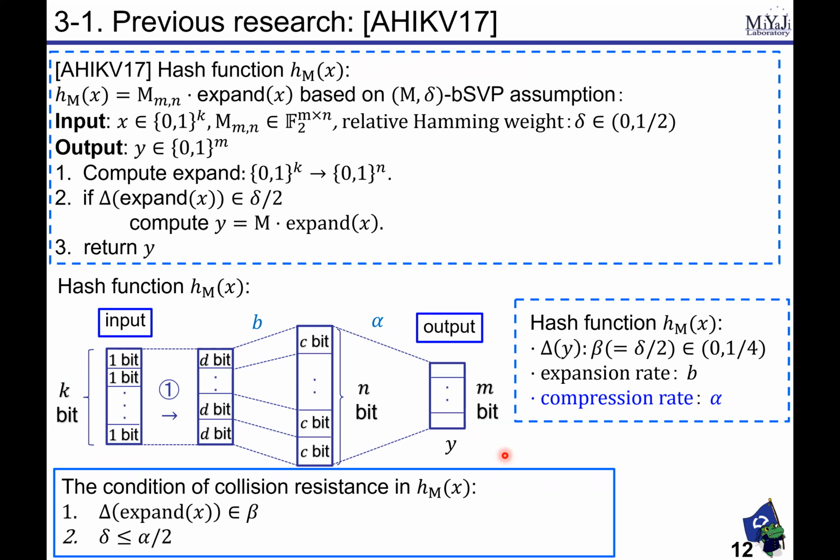So we denote 3 symbols here. Beta, we call delta over 2, and B as the expansion rate, and alpha as the compression rate. And the collision resistance of the hash function has to satisfy these 2 conditions: the relative hamming weight of expand X is smaller than beta, and delta is smaller than alpha over 2.